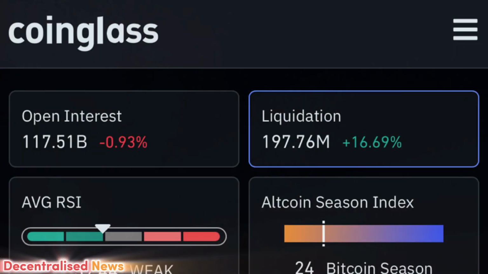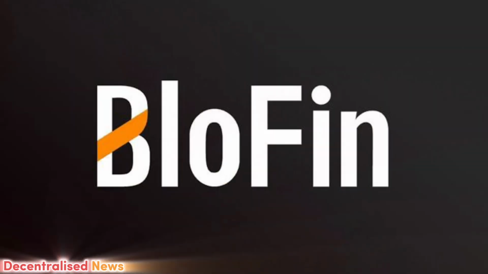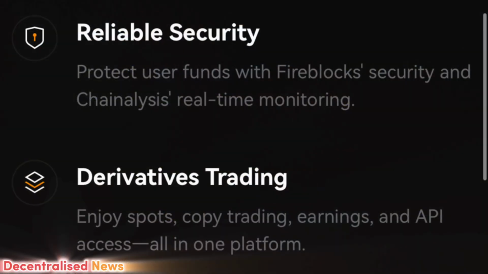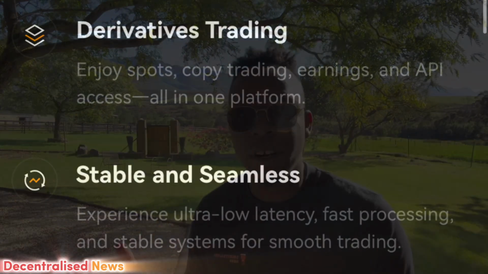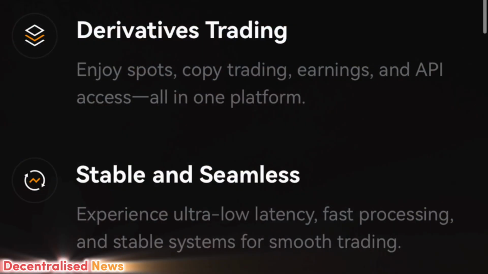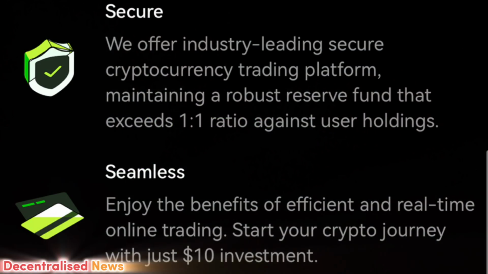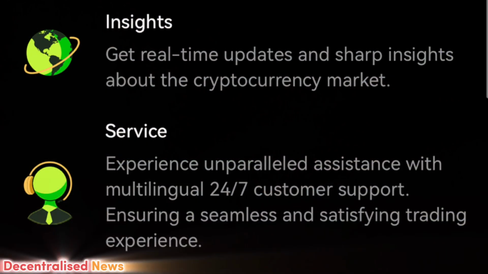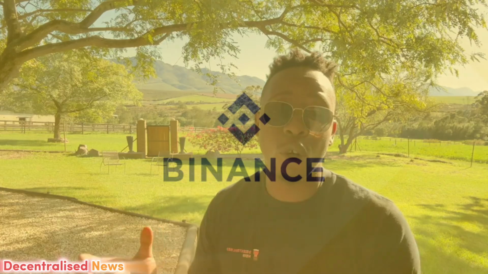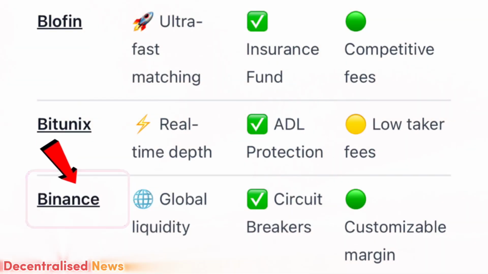So some of the best exchanges for high volatility conditions: Blofin, check out the link in the description. It's got ultra fast matching execution speed. It's got an insurance fund, it's got competitive fees, and then you got Bitunix, which has real-time depth, ADL protection as well, lower taker fees, okay? Link to Bitunix is also in the description. And then you got Binance for global liquidity, circuit breakers, customizable margin as well.